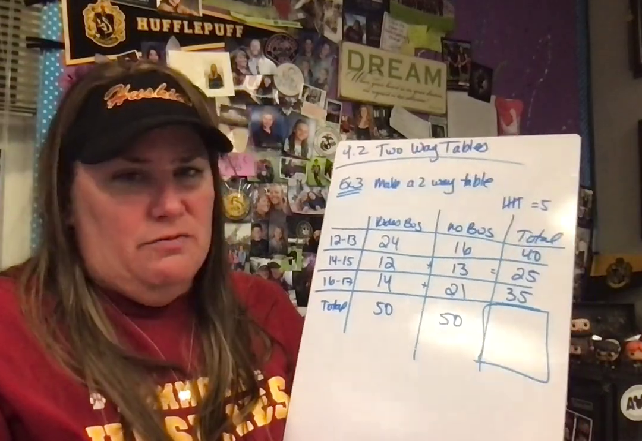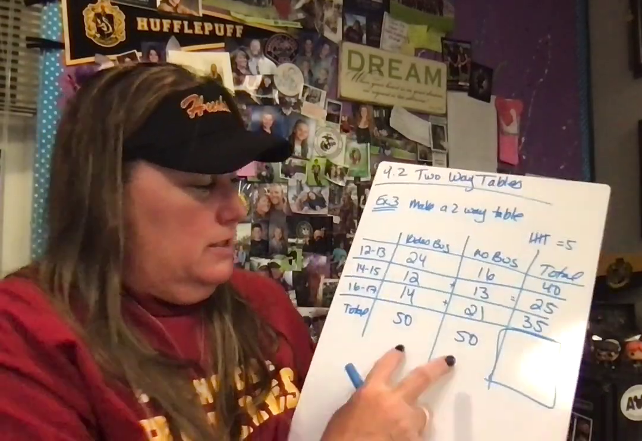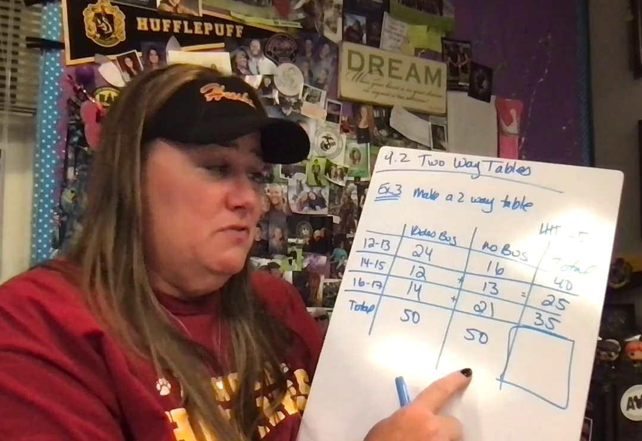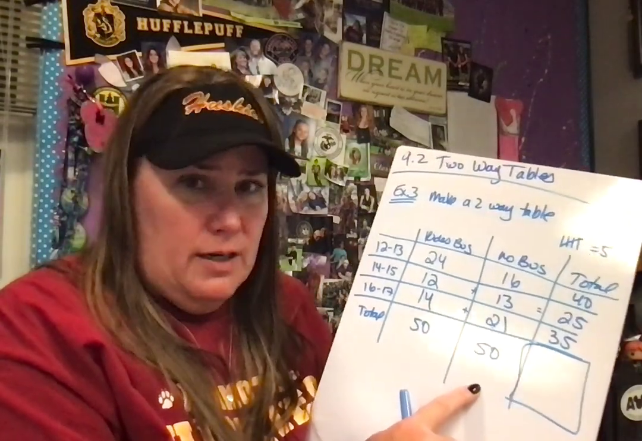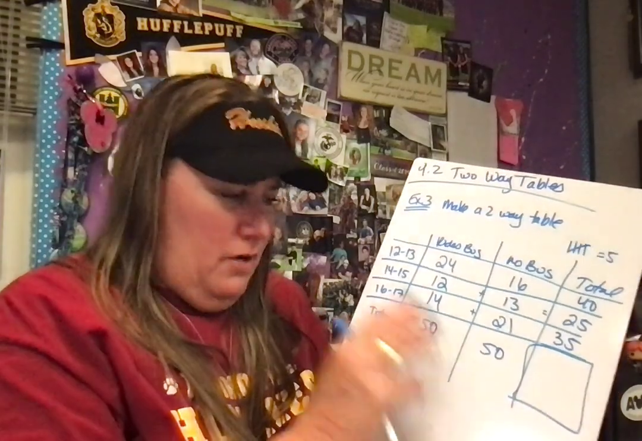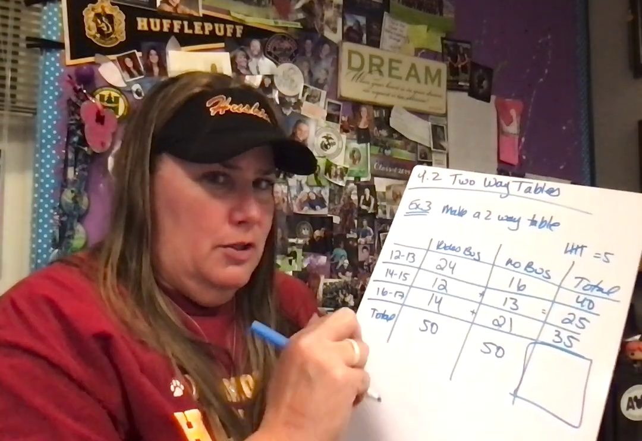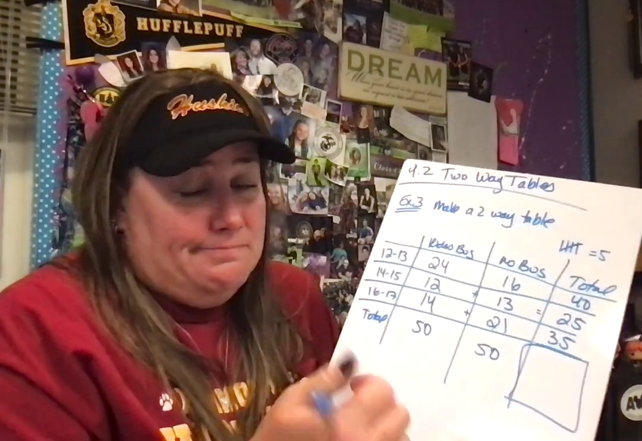Oh, well, isn't that convenient? I just realized that 50 kids ride the bus and 50 kids do not ride the bus. Does that seem weird? Yeah, I'm going to be honest. That does seem weird. Out of 100 kids, literally half ride the bus and half don't.